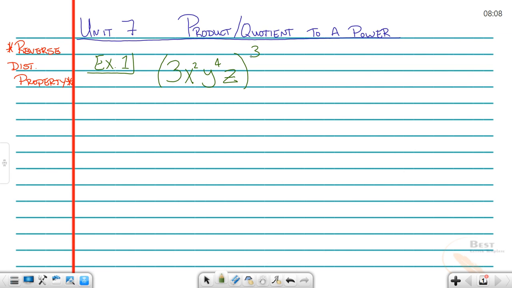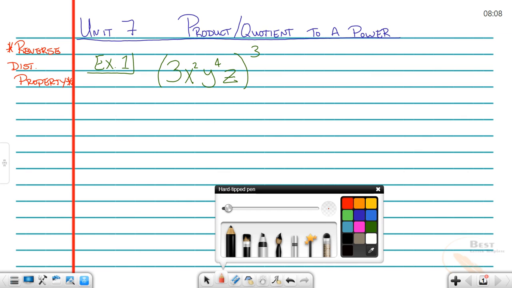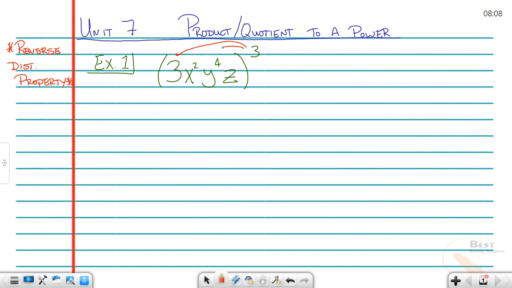So when I say reverse distributive property, the way we solve these is we don't go from the front end, we go from the back. So this will go here, it'll go to everything inside of here. When you have your power to a power rule, you multiply those exponents. So what we end up with is 3 to the 1 times 3, x to the 2 times 3, y to the 4 times 3, and z to the 1 times 3. So you're multiplying that exponent by all the exponents on the inside of your parentheses.